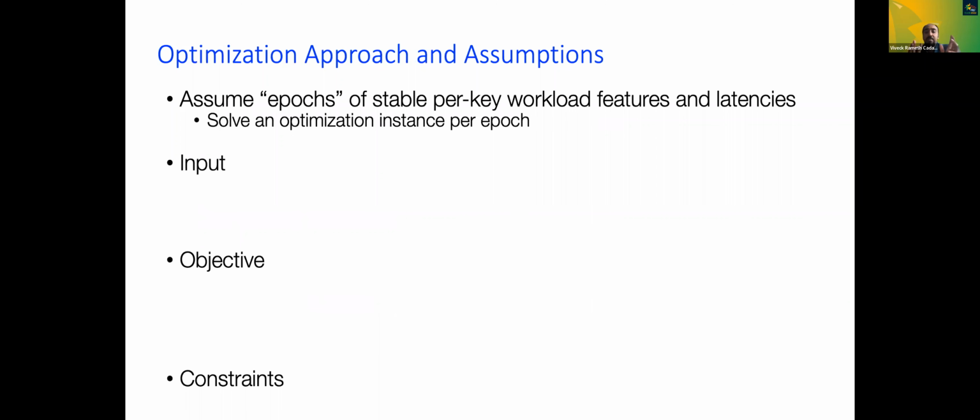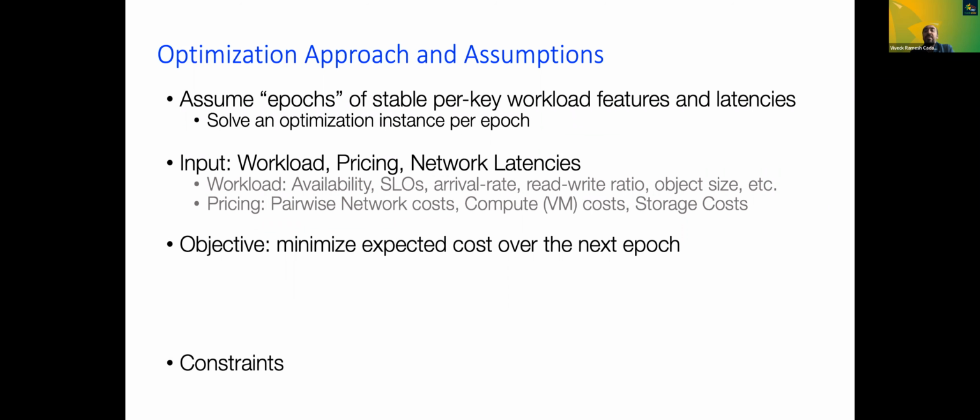I'll just give you a glimpse of the framework here. We assume predictability in workloads and solve one instance of the optimization per epoch. An epoch is a period of time where a given key's workload properties and corresponding system properties are relatively stable. The optimization framework takes as input workload features, pricing information, and network latency information, and aims to minimize an objective, which is the total cost.